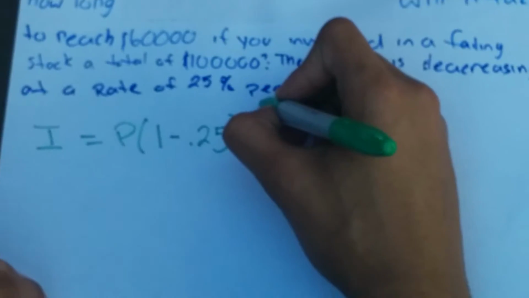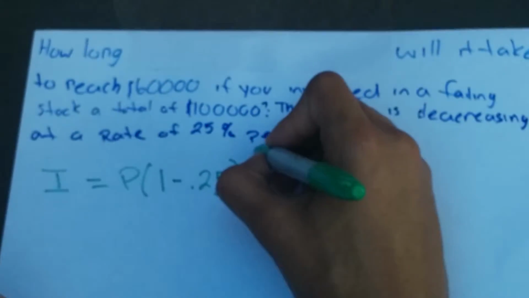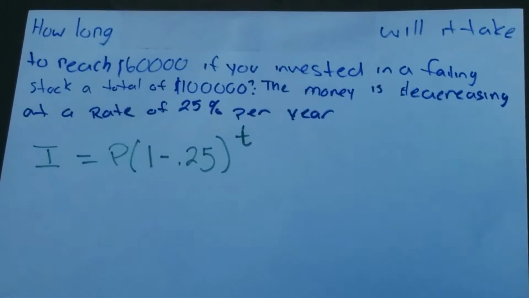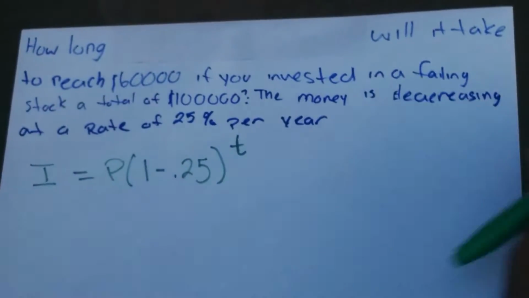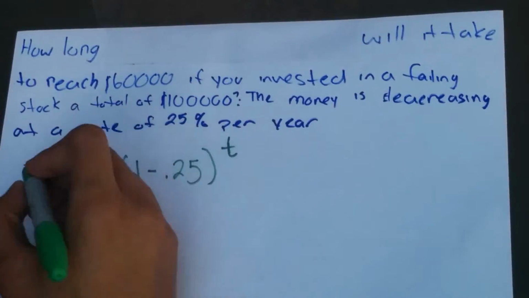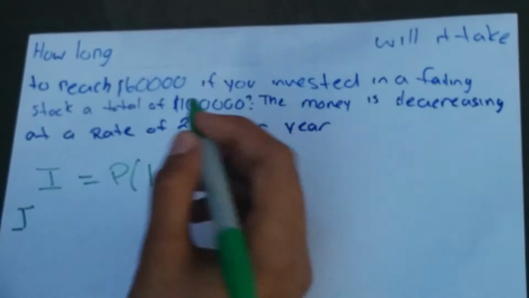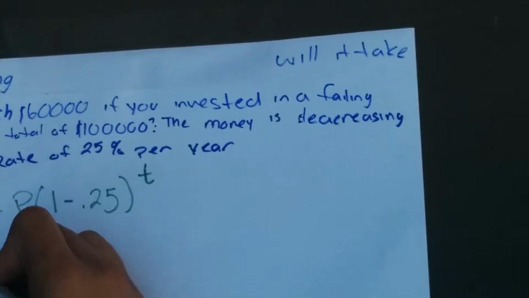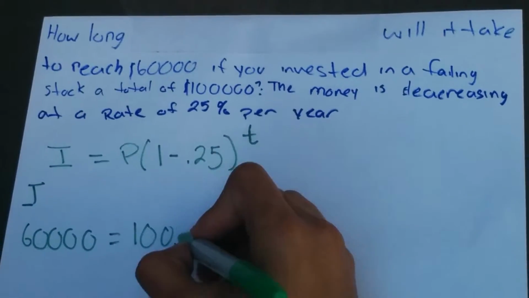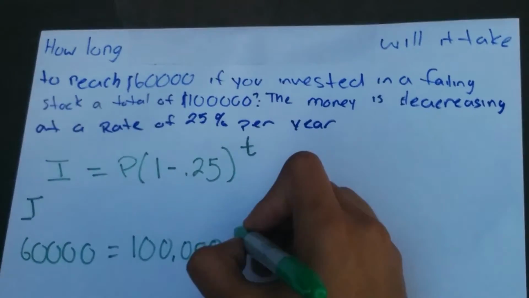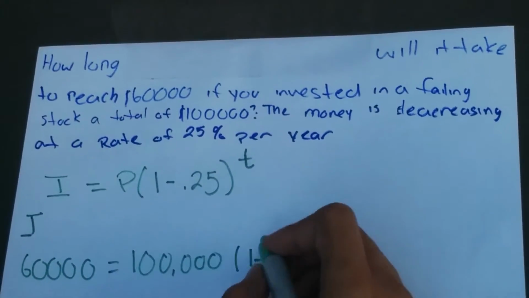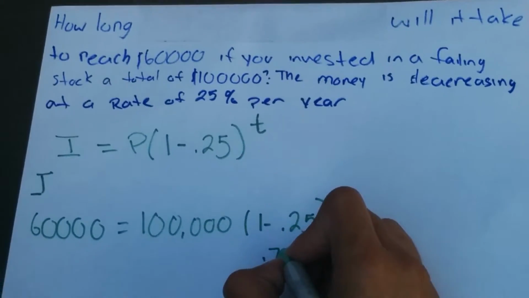Rate times time. Time is per year. We have to find t. That's the problem. How long will it take? Now, currently what we have, since it's per year, there's no n, because every year. So I, which will be 60K, equals 100K. And then 1 minus 0.25, which we can subtract and make it 0.75.